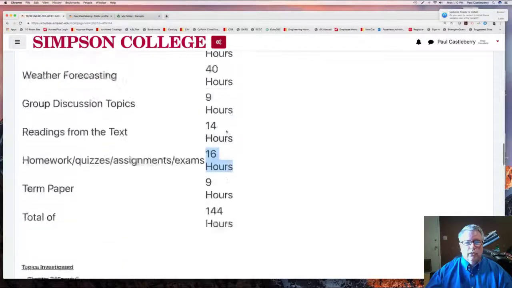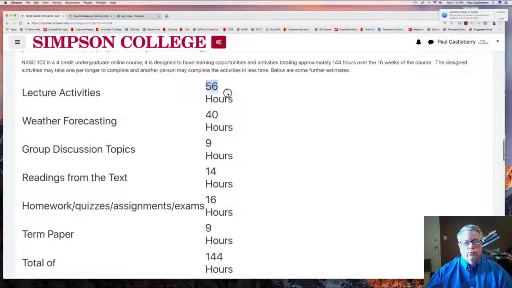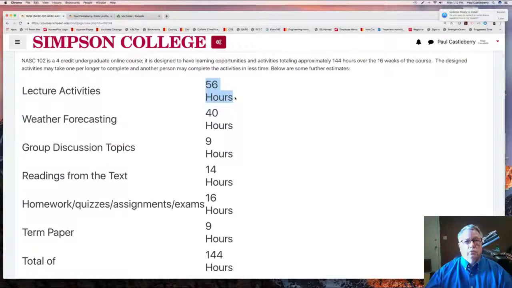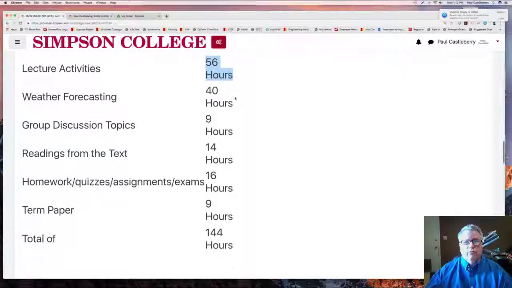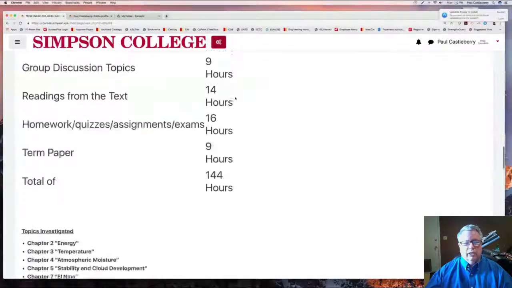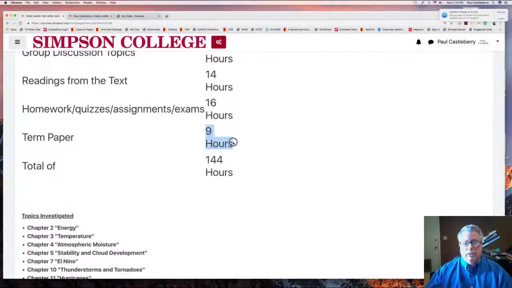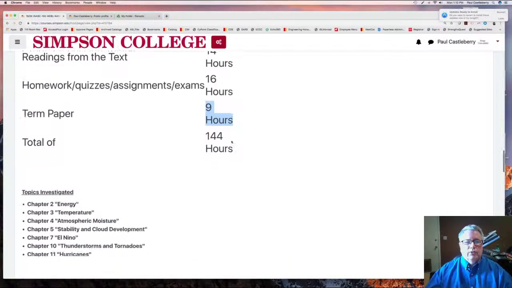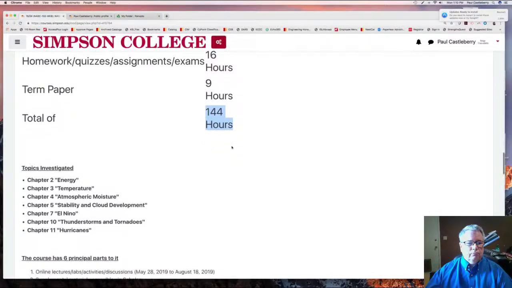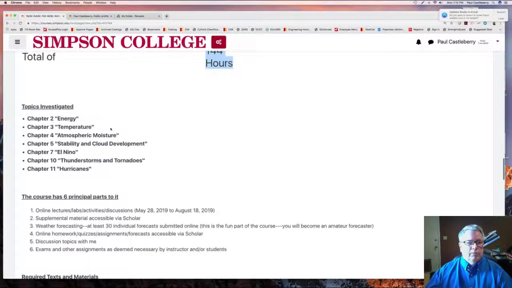This is not per week. These are totals for the course. So 56 hours of the course will be spent with lecture activities. And then I have a term paper that you'll be doing toward the end of the semester, which will take about 9 hours. So the total is 144 hours that you'll be spending working in this course. Some of the areas that we'll be covering here: energy.